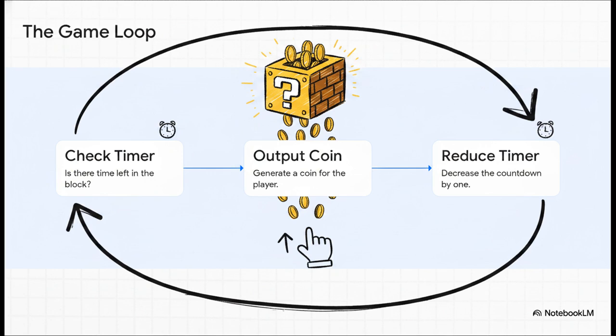Step 1. The computer checks a timer condition. Basically, is there time left? If yes, move to step 2. Output a coin. Step 3. Reduce that timer by 1. And then the loop just spins right back to step 1. Check, output, reduce. It repeats this cycle over and over, evaluating the state, taking action, and updating.